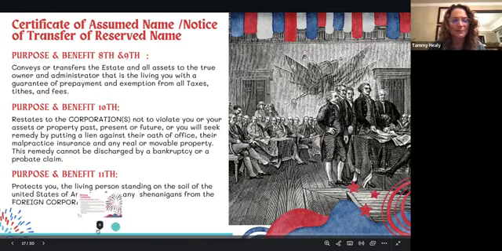Okay. All right. Now, the purpose and benefit of the 11th paragraph protects you, the living person standing on the soil of the United States of America, from any shenanigans from the foreign corporations.